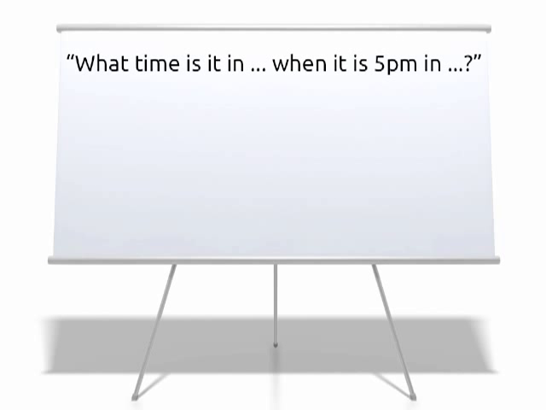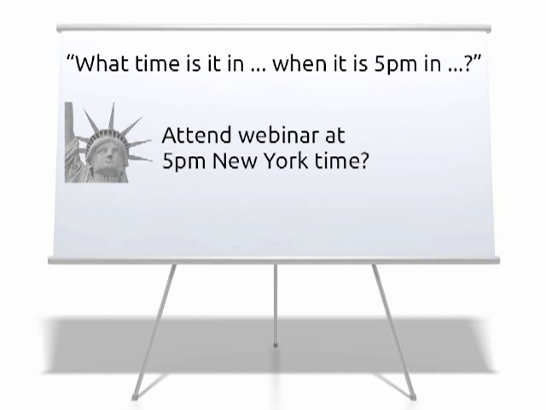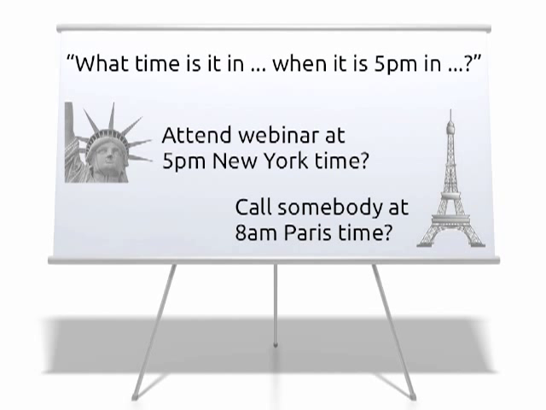The Time Machine is a simple to use Android app which allows you to easily answer the question, what time is it in one location when it is, for example, 5 PM in another location? This comes in really handy when, let's say, you live in LA, but you want to attend a webinar which is held at 5 PM New York time. Or you want to call somebody at 8 AM Paris time.